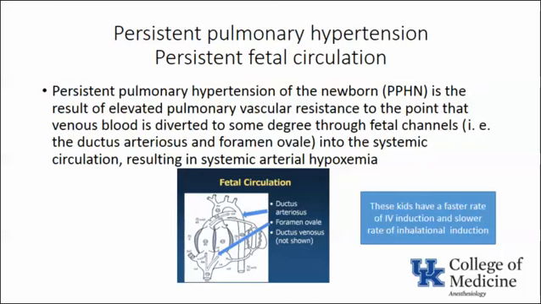Some children have persistent pulmonary hypertension, and it's secondary to elevated pulmonary vascular resistance, which causes right to left shunting through the foramen ovale and also ductus arteriosus, resulting in systemic arterial hypoxemia.